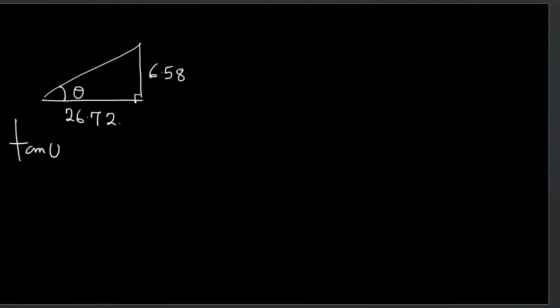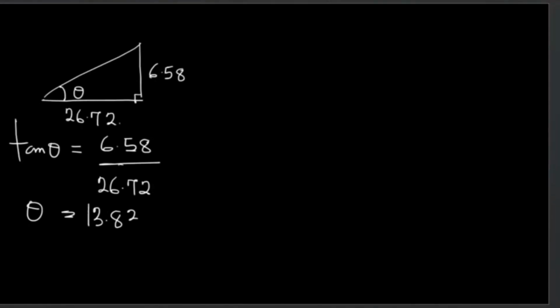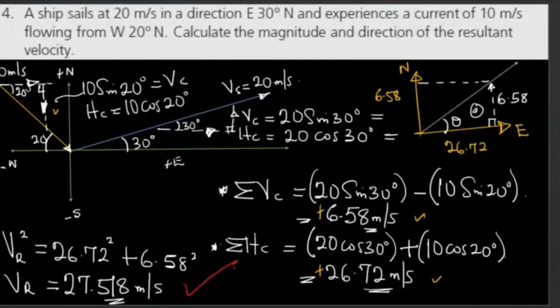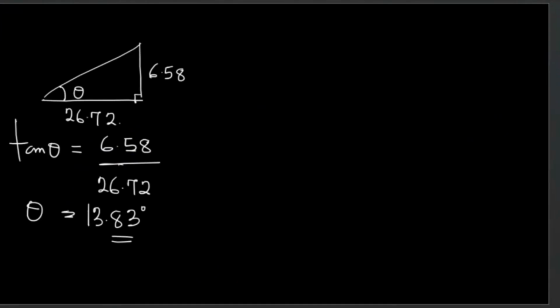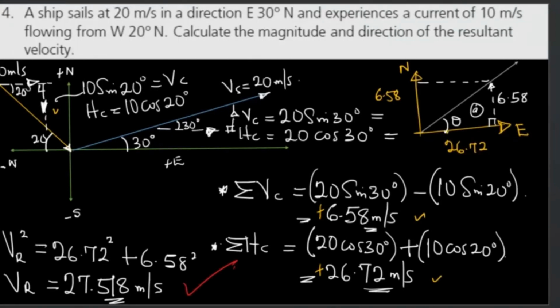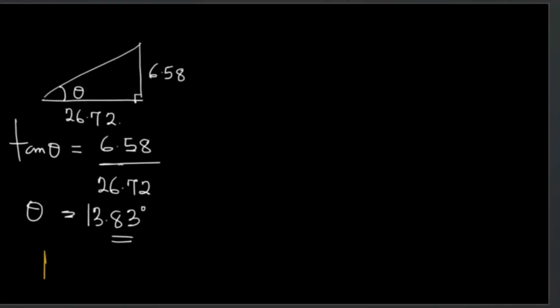So tan of theta is 6.58, which is the opposite, and the adjacent is 26.72. Can you give me the value of the angle? 13.83, right? So if I want to write this, it will be east. I'm going to write it as east because the angle is referencing the eastern direction. So I'm going to write it as east 13.83 degrees, north.